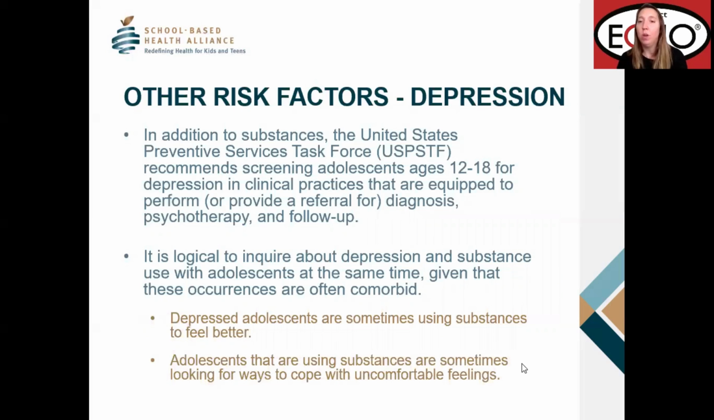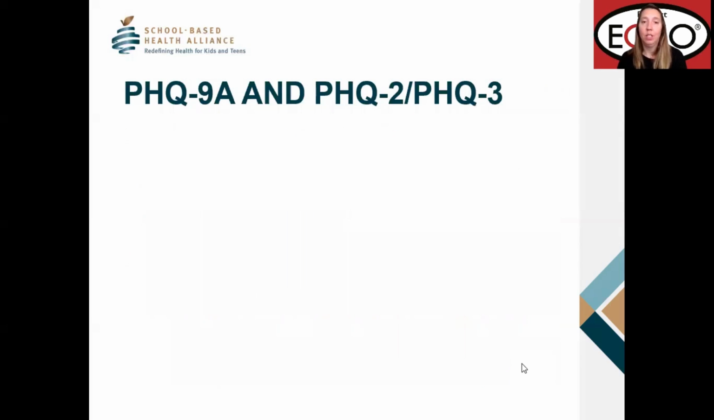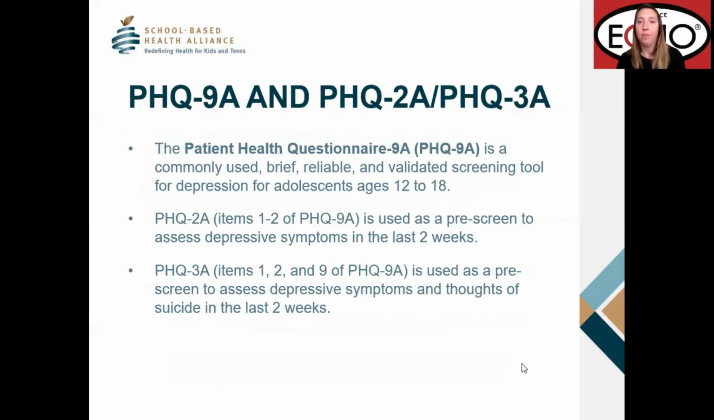So this section reviews one of the most popular depression screening tools that has been adapted for adolescents, known as the PHQ-2A. So we'll talk about that briefly. The PHQ, referred to as the Patient Health Questionnaire 9A, is a very popular, brief, reliable, and validated screening tool to assess risk of depression for adolescents and young adults ages 12 to 18.